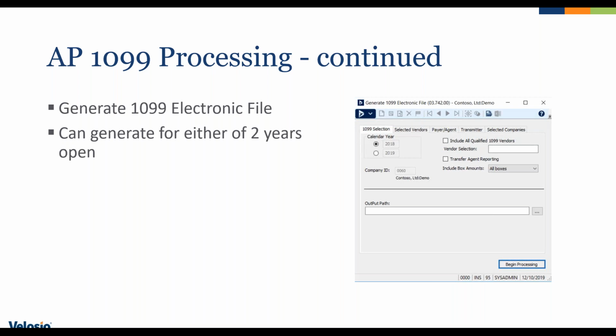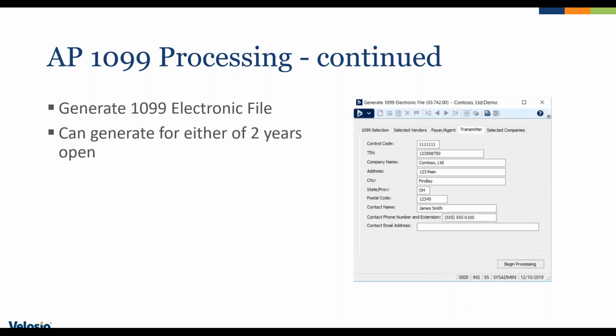So on this window specifically, we're going to put the calendar year, the top right corner, what vendors do we want to include. The bottom half of the window there is your output path of where the file is going to be created. So make note of where that file is being created. And then the transmitter tab here, this has your vendor PIN number and just general contact information so that if there are any questions on the file that you submit, they've got someone to reach out to.